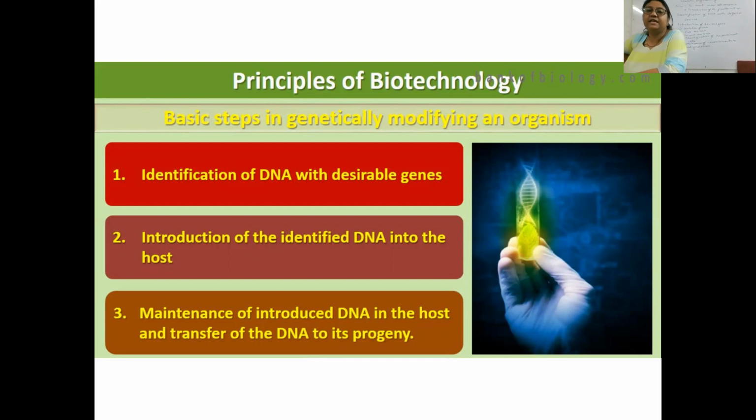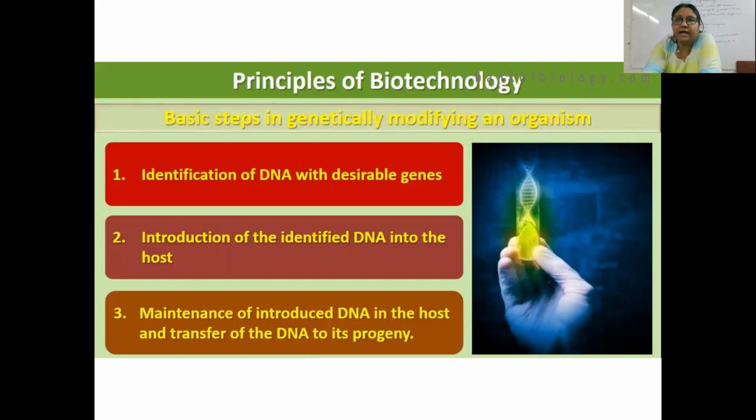These are the three key points of principles of biotechnology. We started their discussion in our previous lectures, and today we will move ahead with our discussion. So we already started discussion about identification of DNA with desirable gene. As I mentioned, DNA doesn't have any specific color or shape in the area which is desired by us.